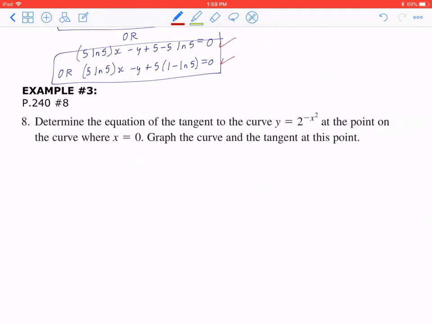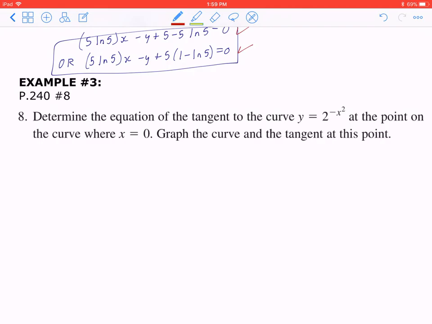One more example. Example number 3. This is from your textbook on page 240, number 8. Determine the equation of the tangent to the curve y equals 2 to the power of negative x squared at the point on the curve where x is 0. Graph the curve and the tangent at this point. Press pause, spend 5 minutes, try this. Draw a diagram, go through all the steps, and when you press play again, I'll be right here and we'll take it up step by step.